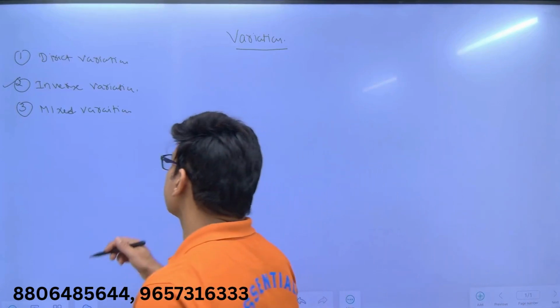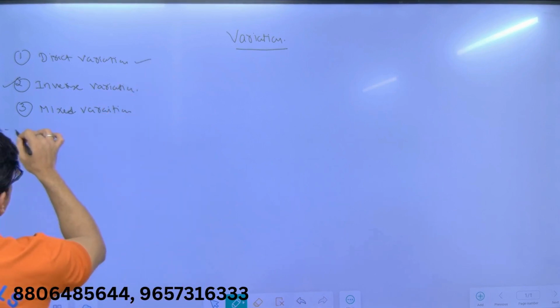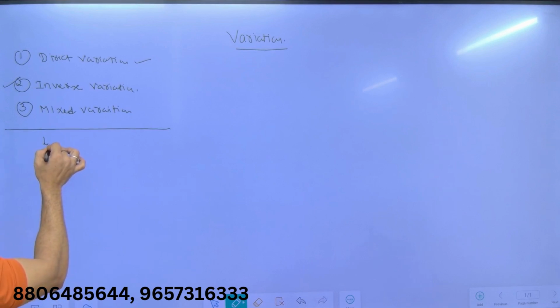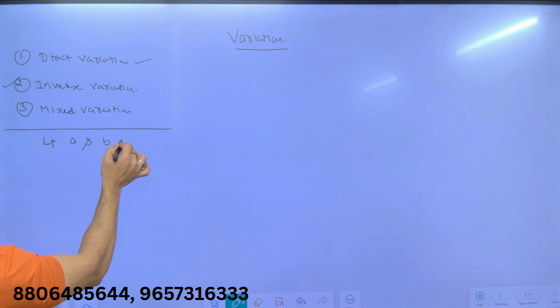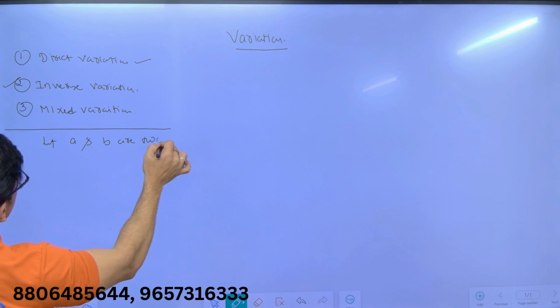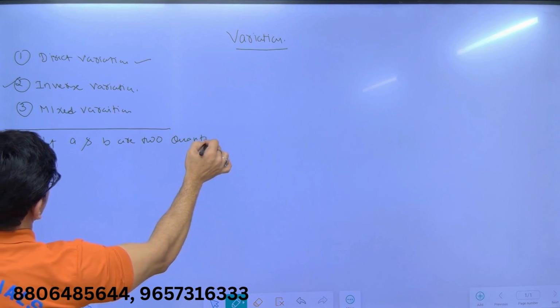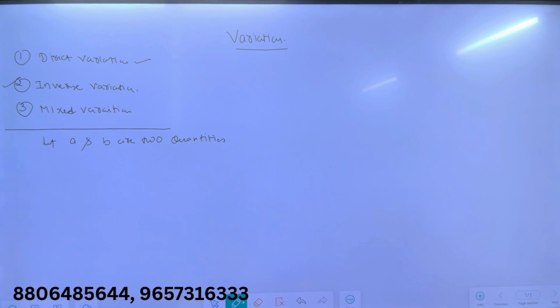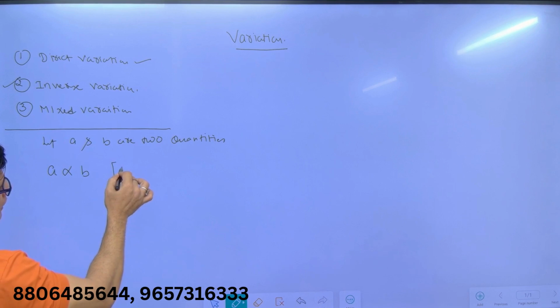What is a direct variation? Let A and B be two quantities such that they are directly proportional to each other. That means A is directly proportional to B. When these two are directly proportional with respect to some third quantity, whatever that third quantity is, it is called the constant.